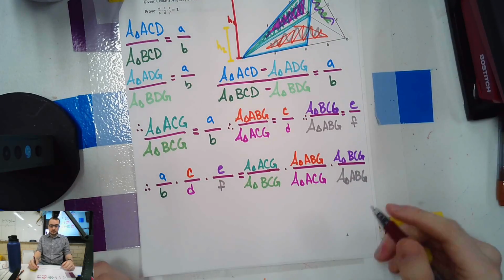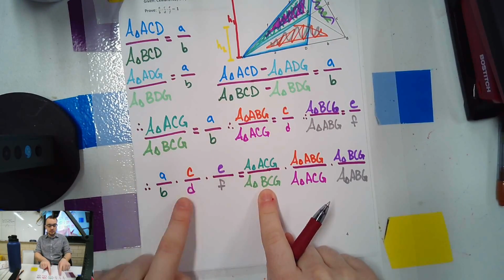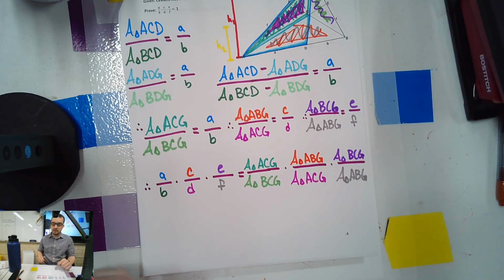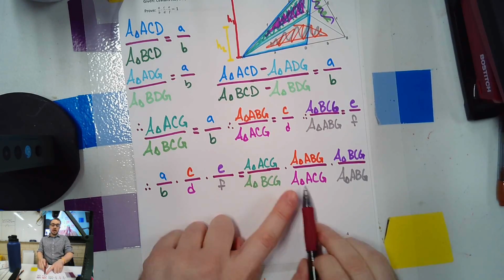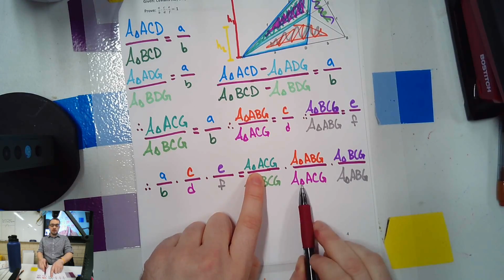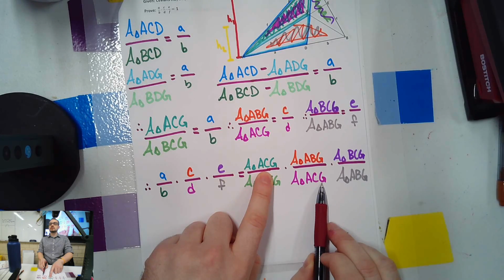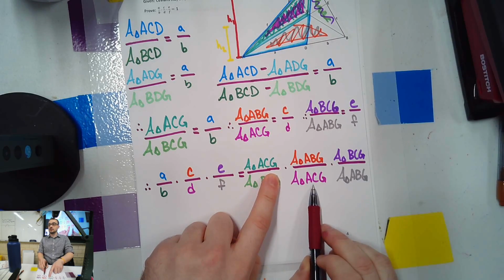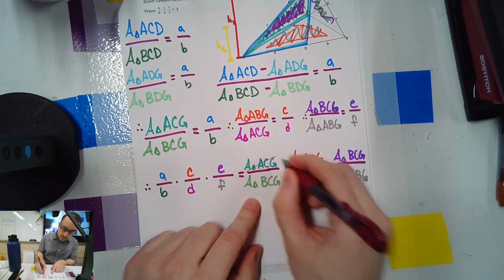All right, so everybody see where I got these things from, right? A over B is this, C over D is this, and E over F is this. And so now if you look, I've got area of triangle ACG here and area of triangle ACG here. On the top it's multiplication, on the bottom it's division. So I'm multiplying by ACG and I'm dividing by ACG. What's ACG divided by ACG? Nope, think about it. Anything divided by itself is 1, right? ACG divided by ACG is 1. Just like 2 divided by 2 is 1, 5 divided by 5 is 1, root 2 divided by root 2 is 1, pi divided by pi is 1. These two areas are the same. So they become 1.